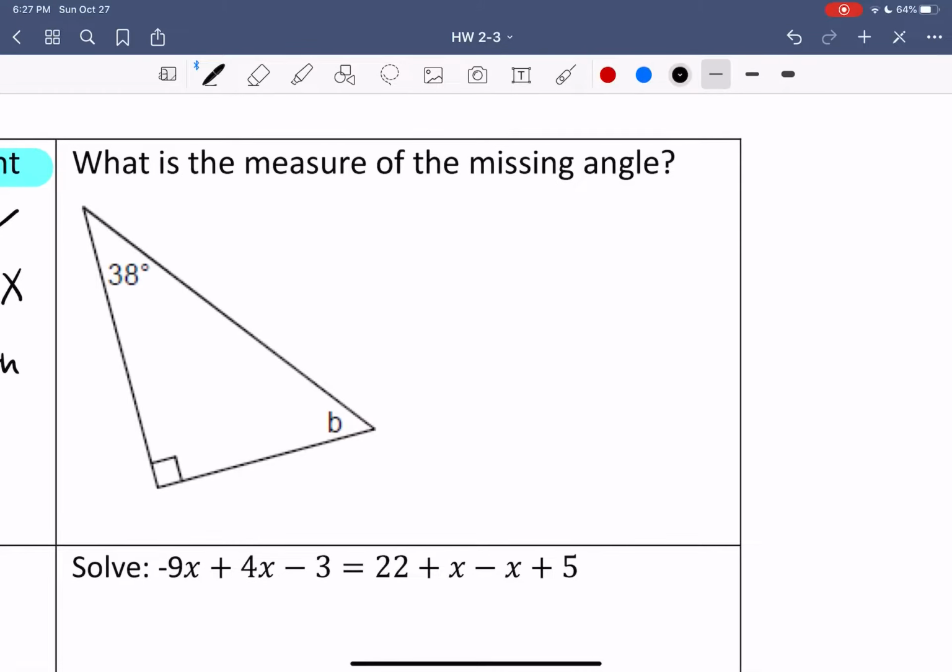All right, what is the measure of the missing angle? So we have, looks like we're looking for B. So we're going to have to add all of these up. So this is the triangle sum theorem. There's three angles. We're adding these up and they have to equal 180. So we're going to take 38 plus this one here equals 90 degrees, plus 90 plus B equals 180. So then combining our like terms, and we'll be able to subtract those and solve from there.